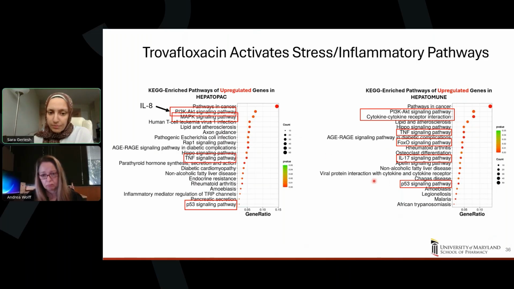Also, we see more cytokine related pathways and immune related pathways, and the immune context of HEPATOMUNE is a little bit higher when compared to HEPATOPAC, especially since the inclusion of Kupffer cells. Also, the PI3K AKT signaling pathway was shown to be involved in interleukin-8 production in some of the studies, which also can be interesting for our study since we're interested in interleukin-8.